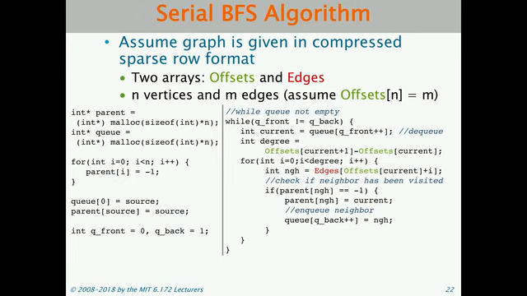Now I'm going to check if my neighbor has been explored yet. I can check that by checking if parent of neighbor is equal to -1. If it is, that means I haven't explored it yet. Then I'll set parent of neighbor to be current, and I'll place the neighbor onto the back of the queue and increment queue back. I'm just going to keep repeating this while loop until the queue becomes empty. Here I'm only generating the parent pointers, but I could also generate the distances with just a slight modification of this code. So any questions on how this code works?